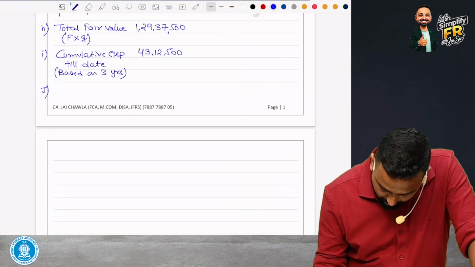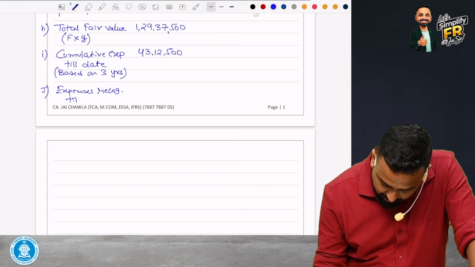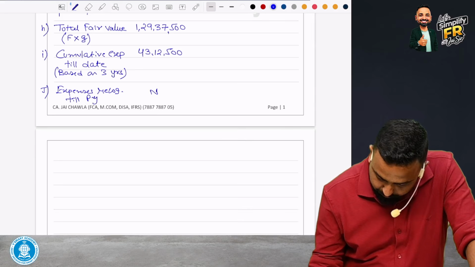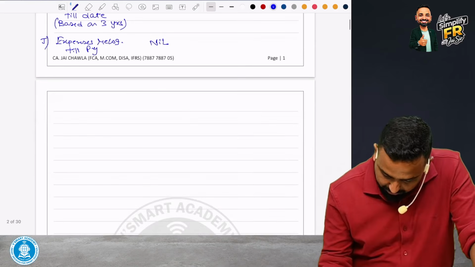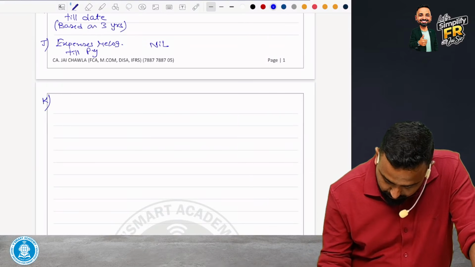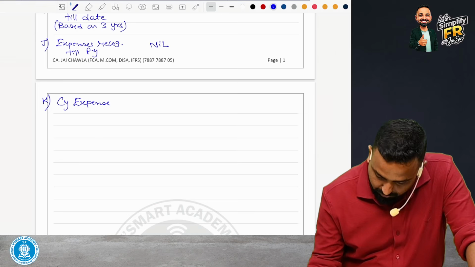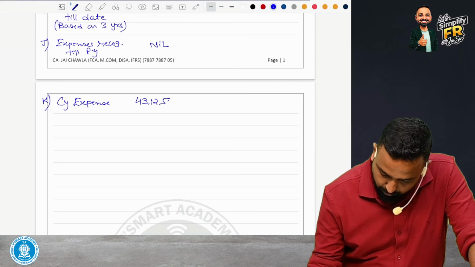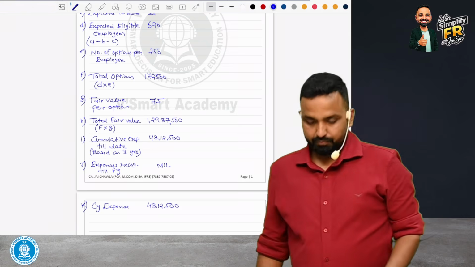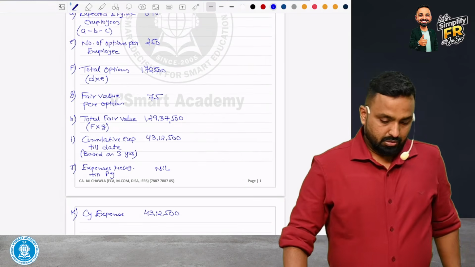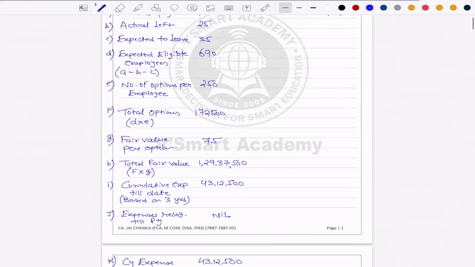Now tell me expenses recognized till previous year. 0. So now tell me current year expense. 43,12,500. Done. Now please do the second and third year on your own. Now write and solve both, do both the things.